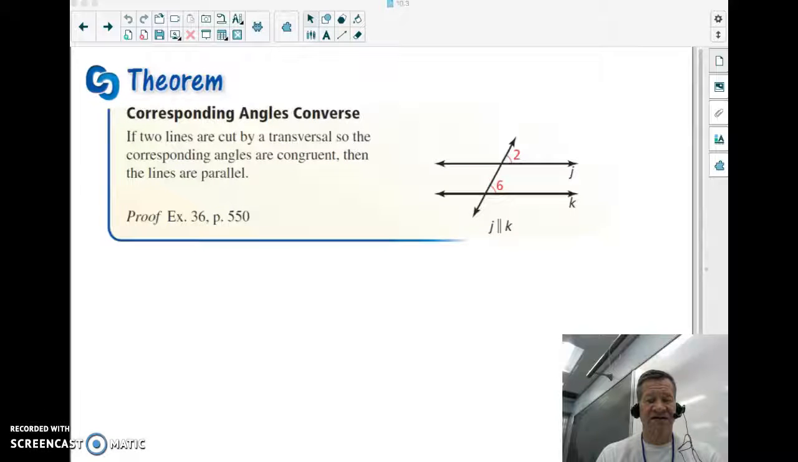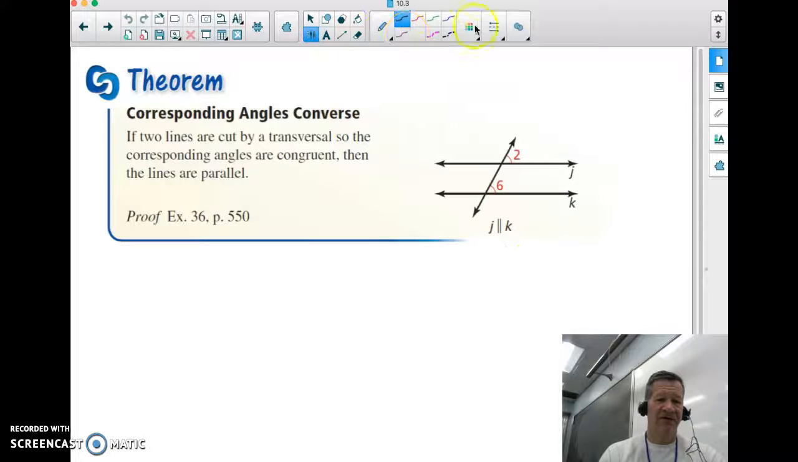The last lesson in Chapter 10 is going to be Section 10.3. We're going to continue to talk about different angle pairs formed by parallel lines cut by a transversal. The first thing I want to introduce is the corresponding angles theorem. Now there's a corresponding angles converse, and the same applies for alternate interior, alternate exterior, and consecutive interior.